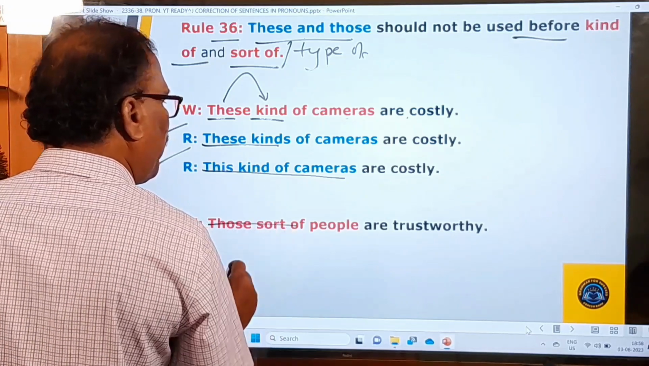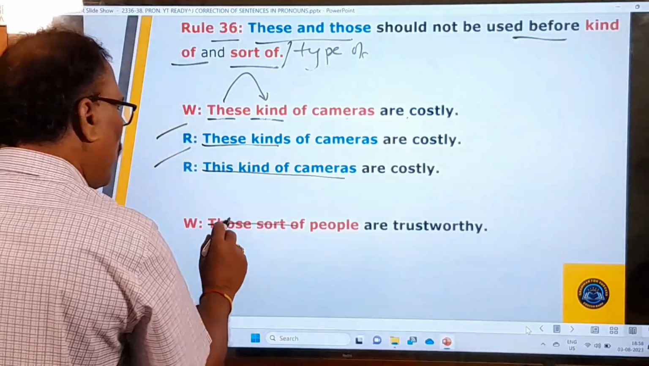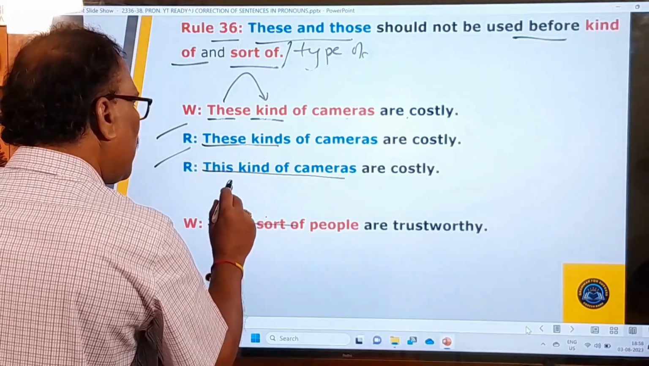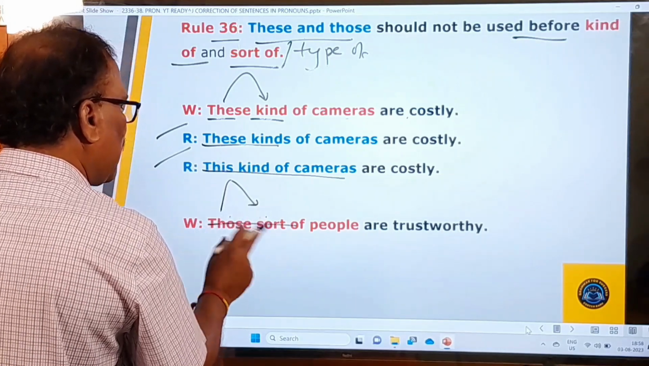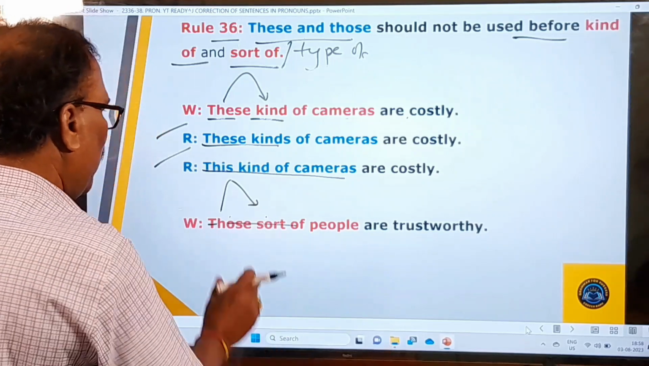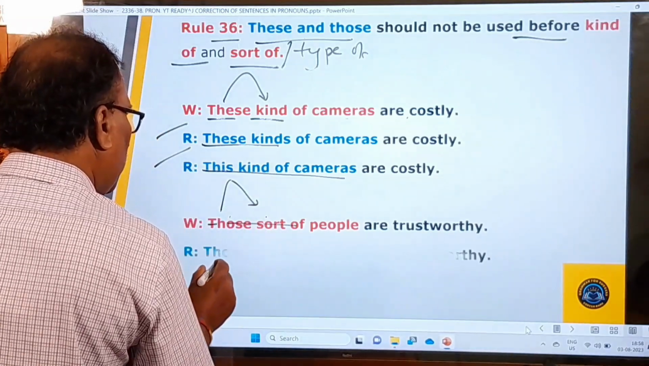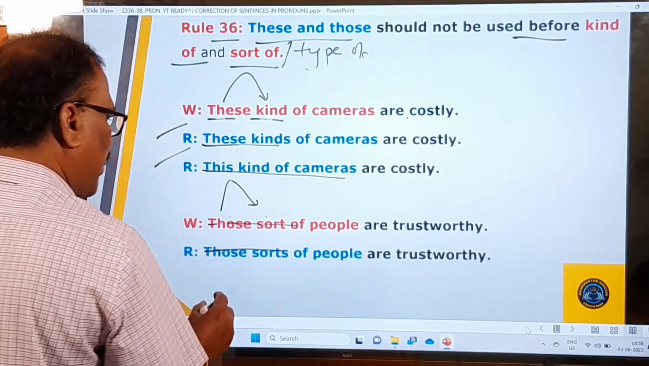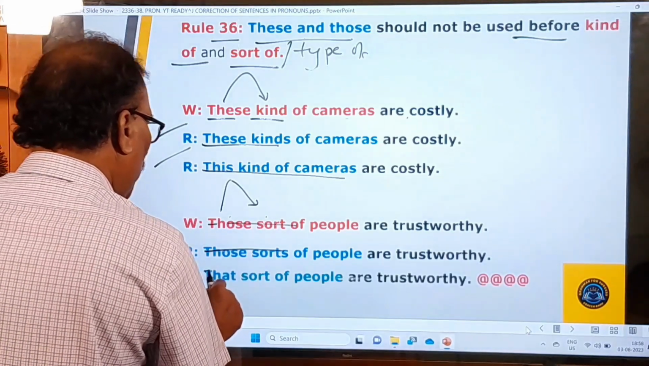Go to the next example, the last example. Those sort of people are trustworthy. See, those sort of: here those is plural, sort is singular. That's why these two words are not in agreement with each other. This combination is not correct. Then what should we say? Those sorts of people are trustworthy. You can also say that sort of people.